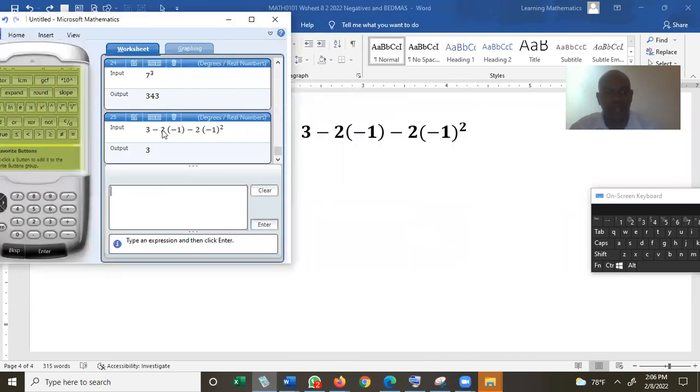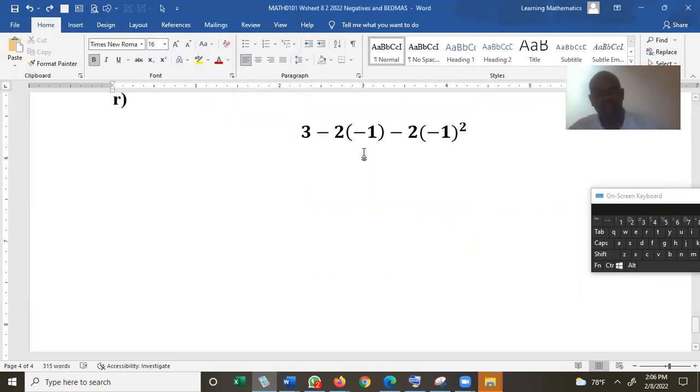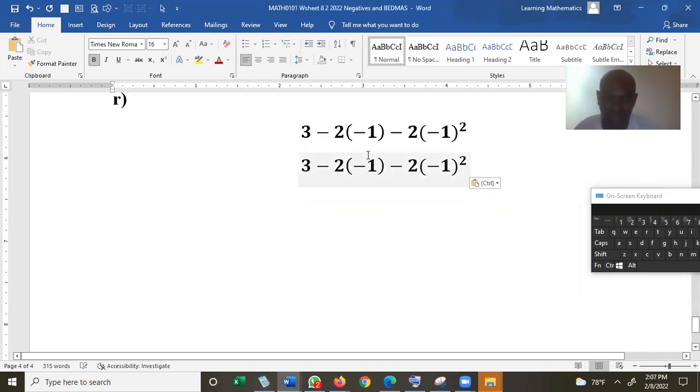3 subtract 2, open bracket, minus 1, close bracket, subtract 2, open bracket, minus 1, close bracket, squared as is. The calculator gives us 3 as its output. But what did the calculator do to get 3? Now remember, the purpose for this course is to have dominion over numbers, especially when a negative sign is involved.